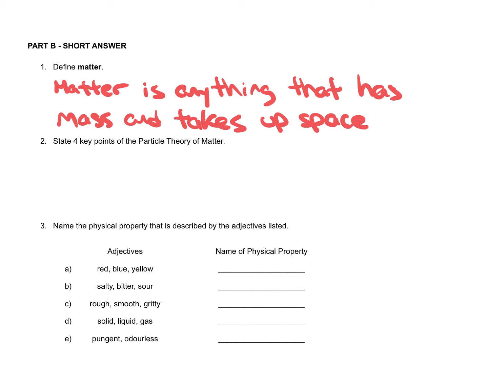Two, state 4 points of the particle theory of matter. There are more than 4. You can just pick any 4. So the number 1 should be all matter is made up of particles. And you now know that these particles are called atoms and molecules.